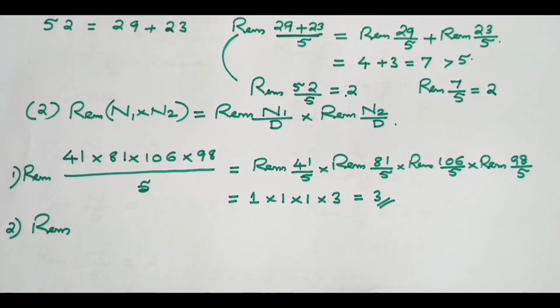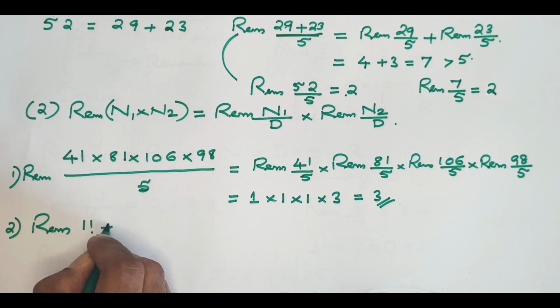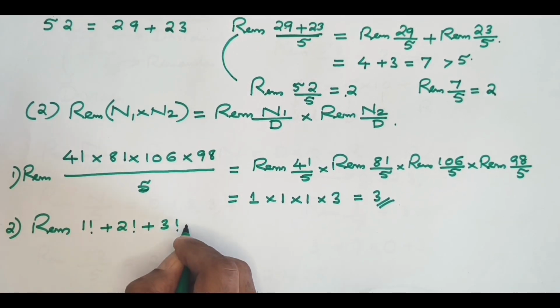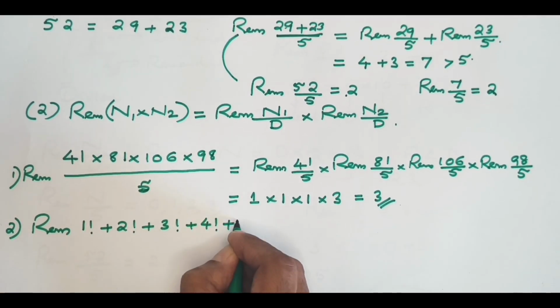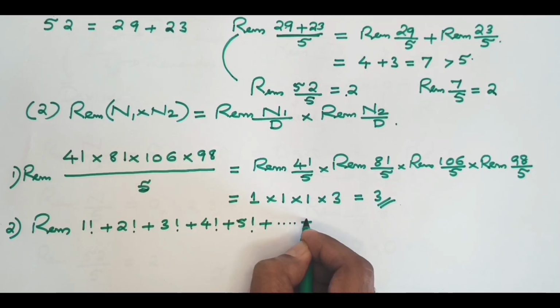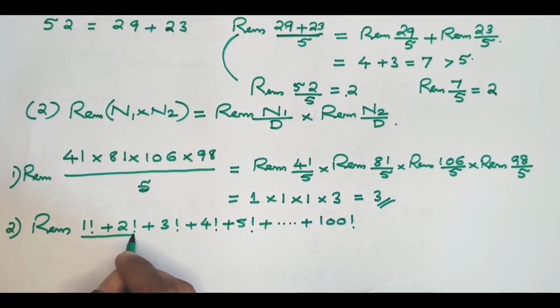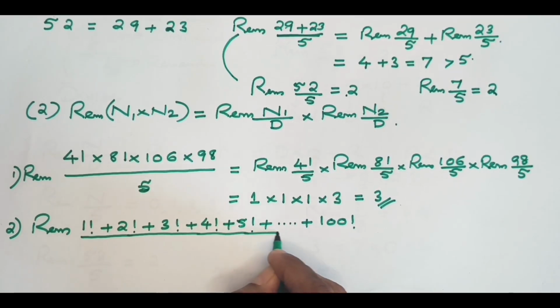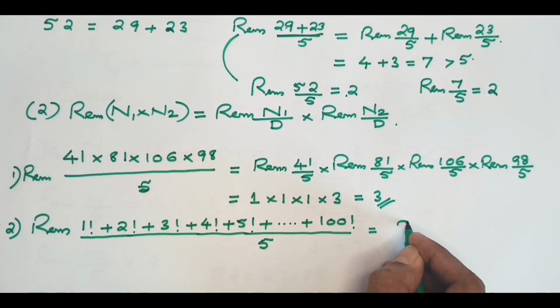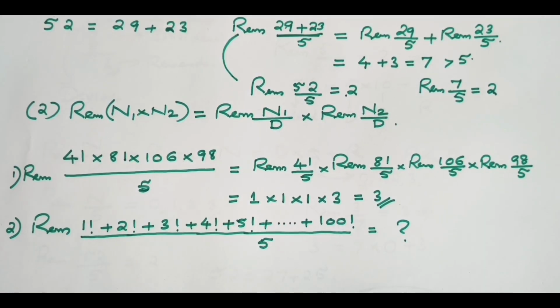Remainder of is actually one of the problems given at the beginning of the video. 1 factorial plus 2 factorial plus 3 factorial, 4 factorial, 5 factorial, all the way up to 100 factorial. You are taking a series of numbers involving factorials, and if the whole thing is divided by 5, what would be the remainder? That's the question. This is a problem you can do in just a few seconds.